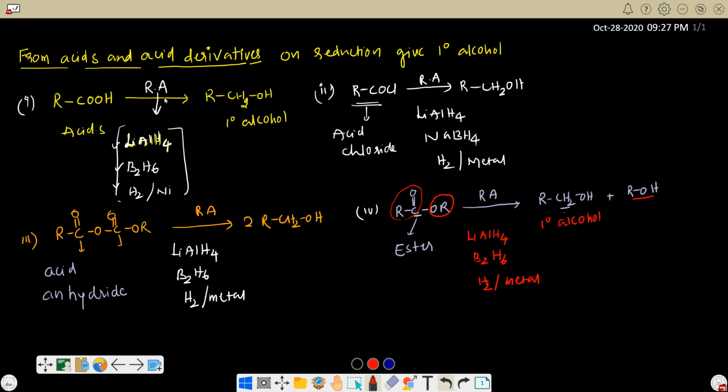So acids and acid derivatives on reduction will get alcohols. And what are the common reducing agents? I clearly listed them out; it is very important. Because of the presence of a bifunctional group, we have to choose a suitable reducing agent. That is the reason we should practice this example.